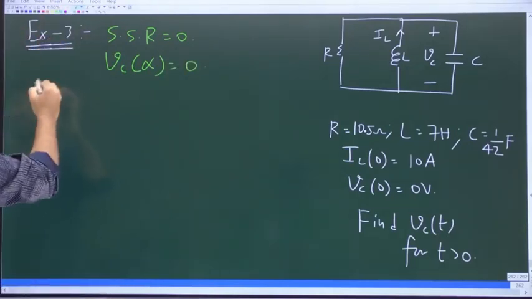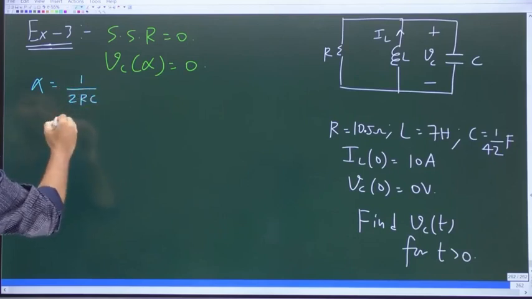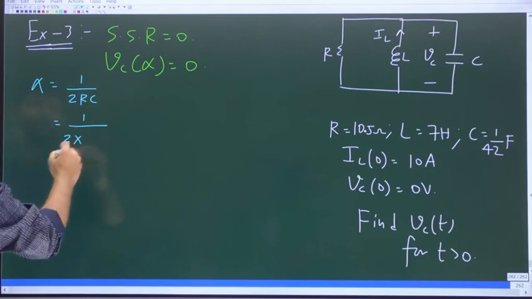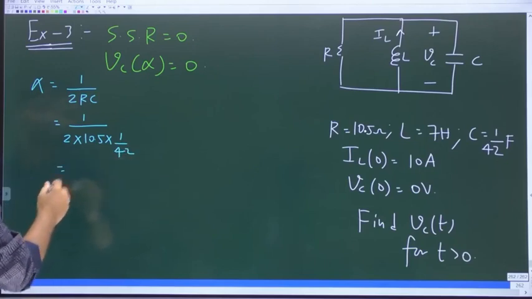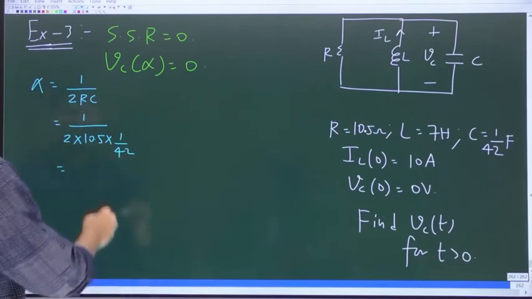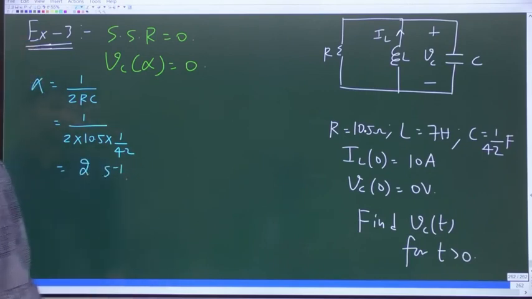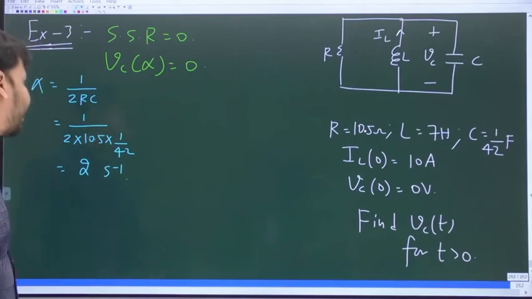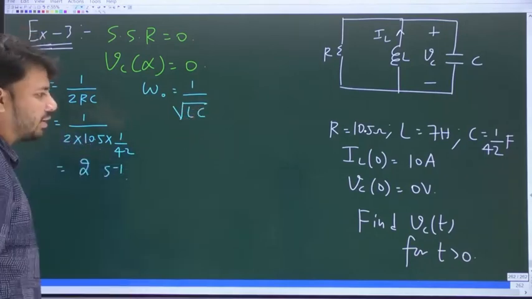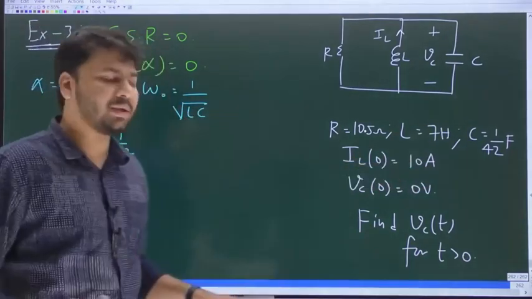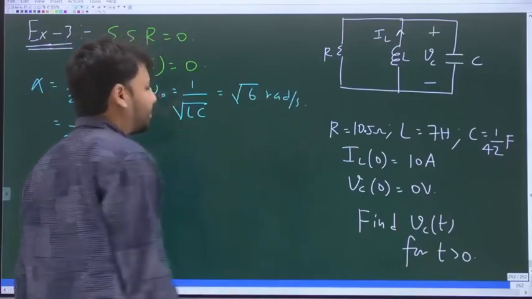Now you should find the values of alpha and omega naught. For a parallel RLC circuit, alpha is 1 by 2RC. So 1 by 2 times R, which is 10.5, and C is 1 by 42. 2 into 10.5 is 21. 21 by 42 is half. 1 by half is 2. So this time the value of alpha is 2 per second. Omega naught is given by 1 by square root LC, and because the values of L and C are not being changed, omega naught continues to be root 6 radians per second.